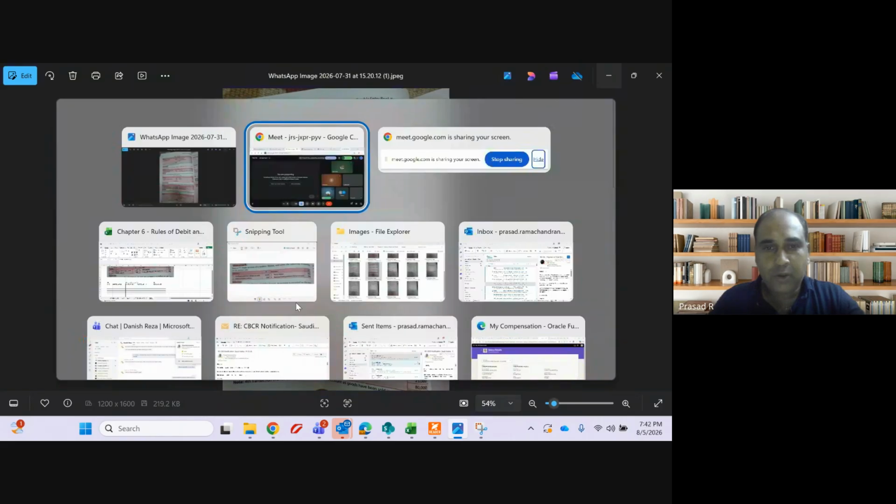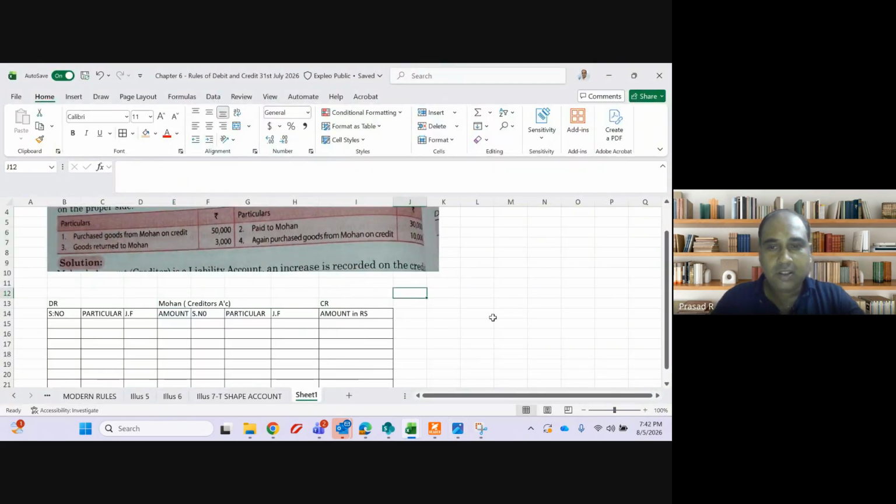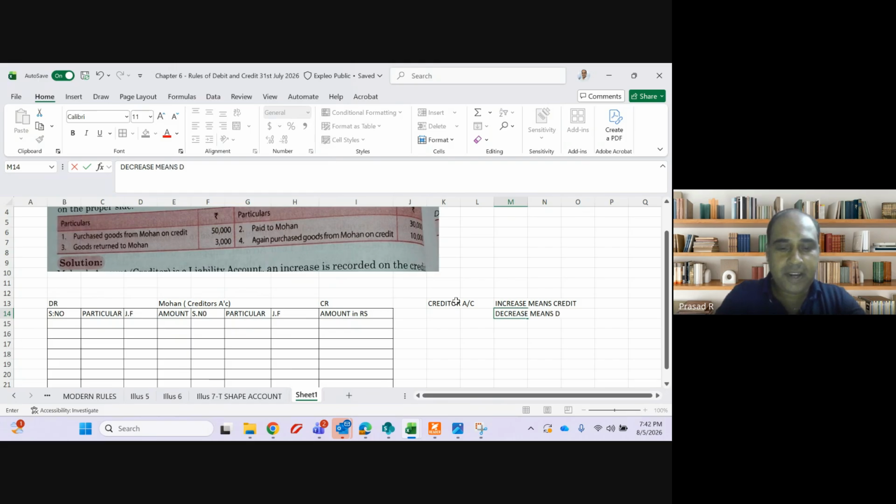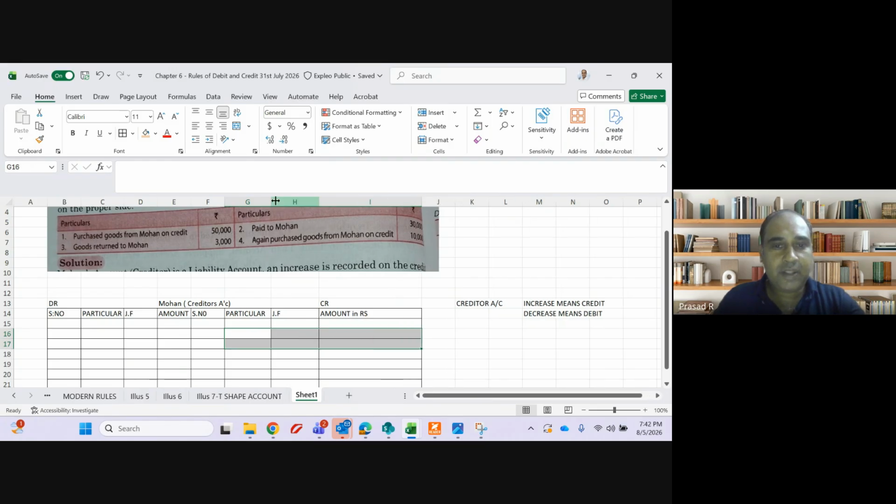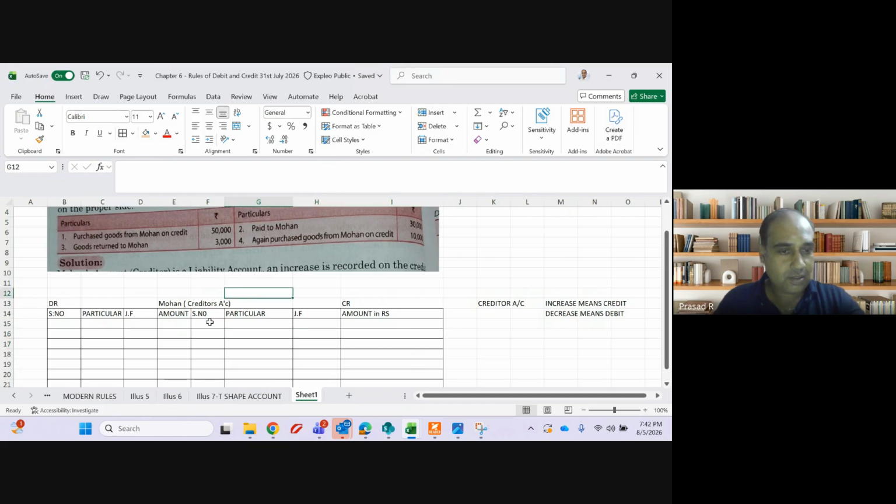So what I am going to make is a creditor account. Creditor account means increase means credit, and decrease means debit. Be very clear on this: whenever we prepare an account, whatever things are increasing the creditors will be on the credit side, and whatever things are decreasing the creditor will be on the debit side. Any doubt? No, sir. Very simple.